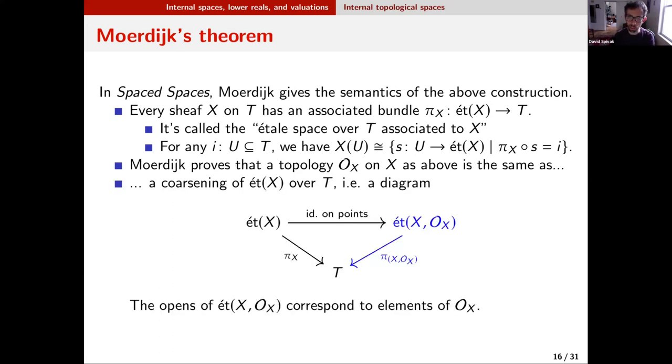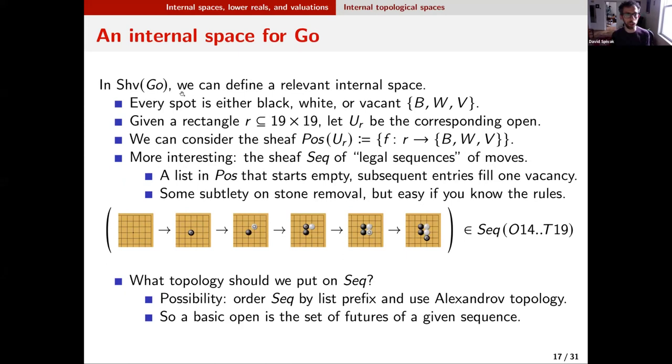And Moerdijk proves that a topology on X is the same thing as a coarsening of the kind of discrete étale thing to this blue guy here. By coarsening, I mean they're just a map of spaces that's identity on points. And this is slightly coarser. It has fewer open sets. And the open sets of this guy correspond to the elements of O of X, the opens. You don't have to remember this. It's not going to be useful for people who don't know much about sheaves. This will be more useful, I think.